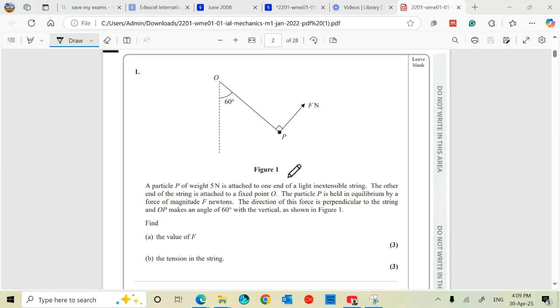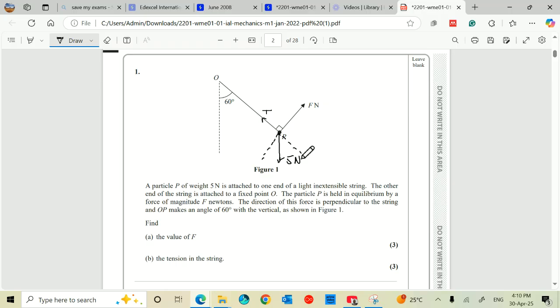So the first thing we need to, well, this is a statics question. The first thing we need to do is to complete the diagram with the forces. So of course, here is our weight, because it does talk about the weight of 5 newtons. And here is the tension in the string. And I'm going to resolve not horizontally and vertically. In fact, I'm going to resolve perpendicular to the force F, because there's no component with that force. And I can also resolve along the string, which I'm going to do.